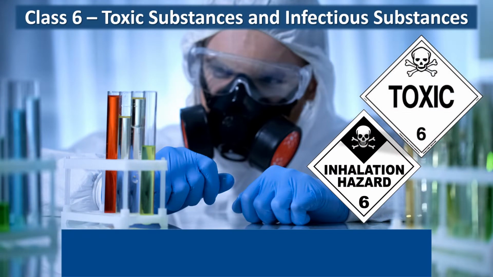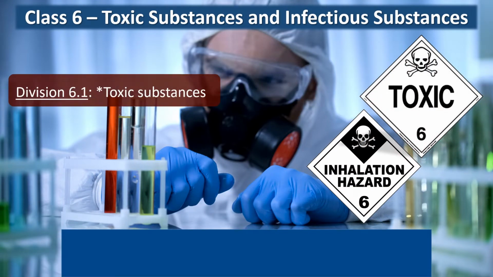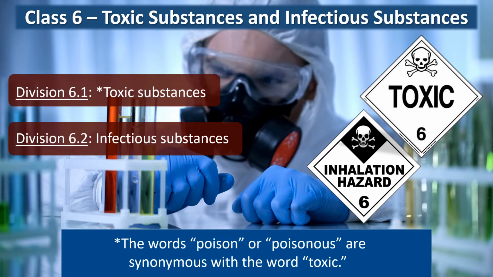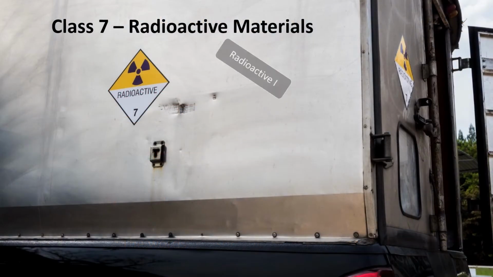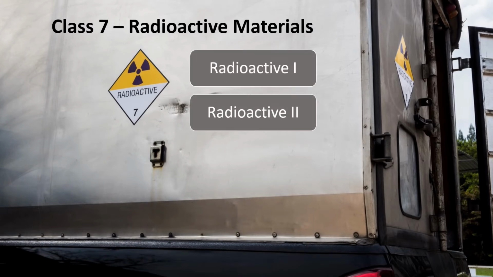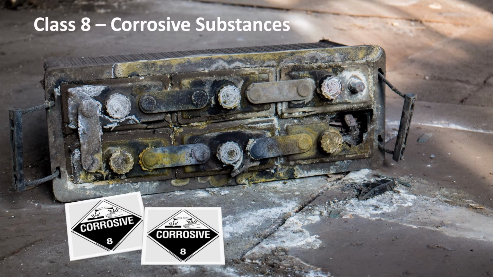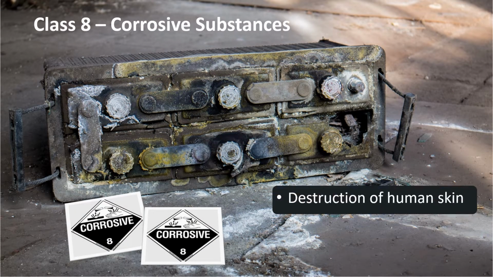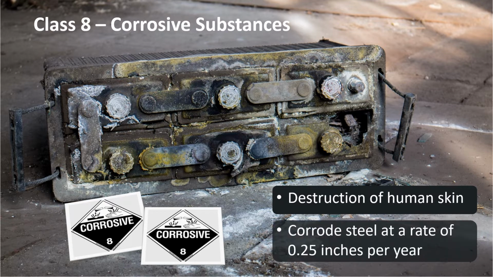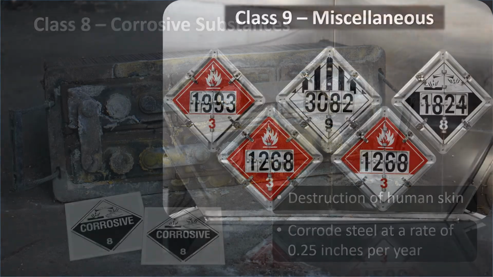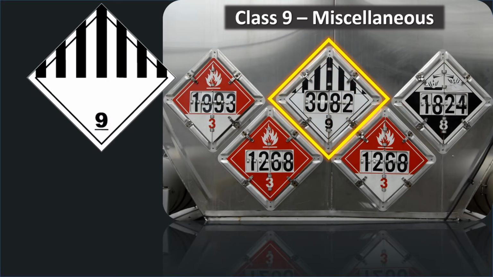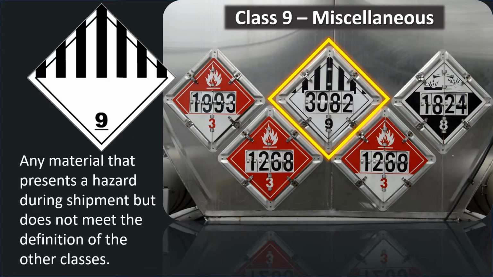Class 6 are your toxic substances and infectious substances. 6.1 is toxic substances. 6.2 are your infectious substances. Class 7 are your radioactive materials. There are 3 levels. You have radioactive 1, radioactive 2, and radioactive 3. Class 8 are your corrosive substances. Corrosive substances are substances that will destroy human skin and corrode steel at a rate of 1/4 inch per year. And finally, Class 9 are miscellaneous, which are any material that present a hazard during shipment but does not meet the definition of one of the other previously mentioned classes.